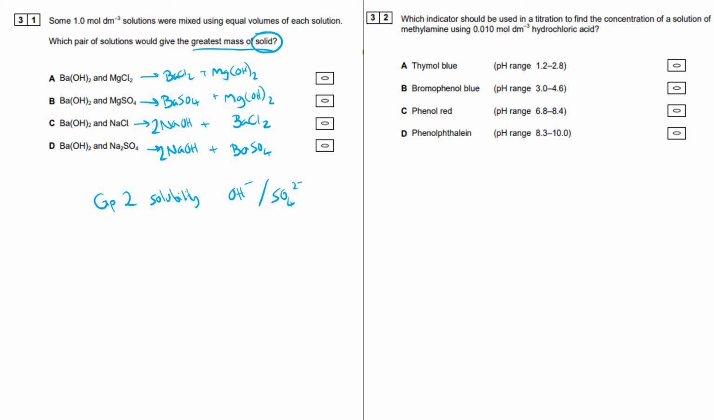So magnesium hydroxide is a solid. That's the least soluble of the group 2 hydroxides. Barium sulfate is a solid. That's the least soluble of the group 2 sulfates. So barium sulfate is a solid, magnesium hydroxide is a solid.